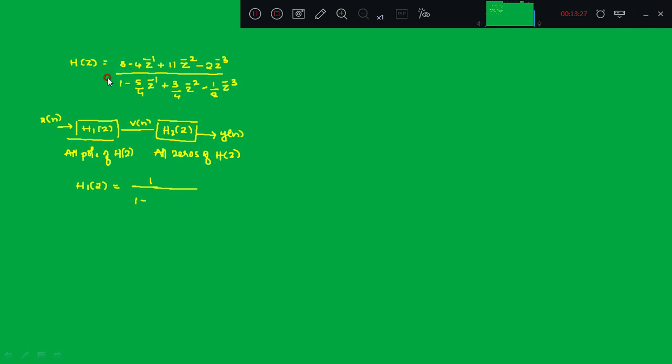So here I have rewritten H(z) in both numerator as well as denominator. It is a transfer function, and in the direct form 2 realization we have to decompose H(z) into H1(z) and H2(z), and H1(z) is given by 1 divided by 1 minus 5 by 4 z raised to minus 1 plus 3 by 4 z raised to minus 2 minus 1 by 8 z raised to minus 3.